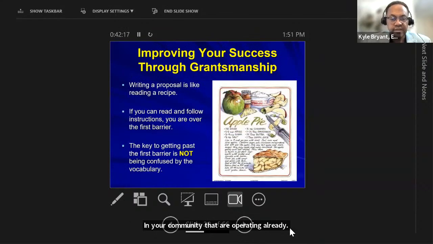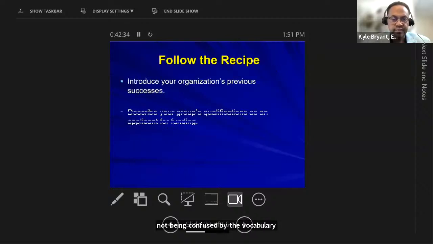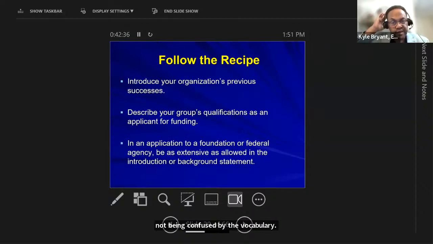Improving your success through grantsmanship. Proposal development is a lot like reading a recipe. If you can read and follow instructions, you're over the first barrier. The key to getting past the first barrier is not being confused by the vocabulary. So you follow the recipe.